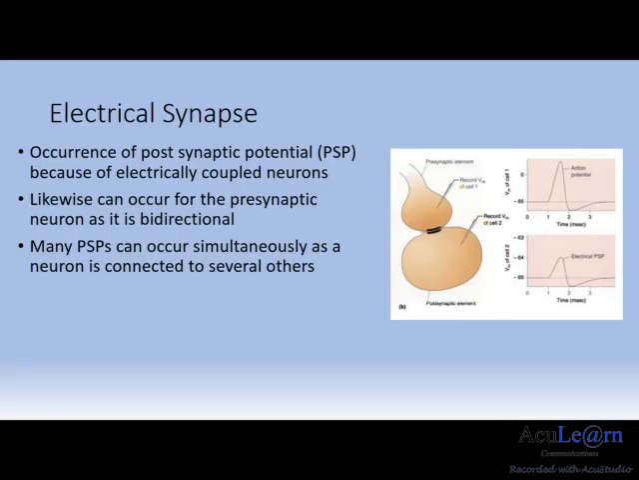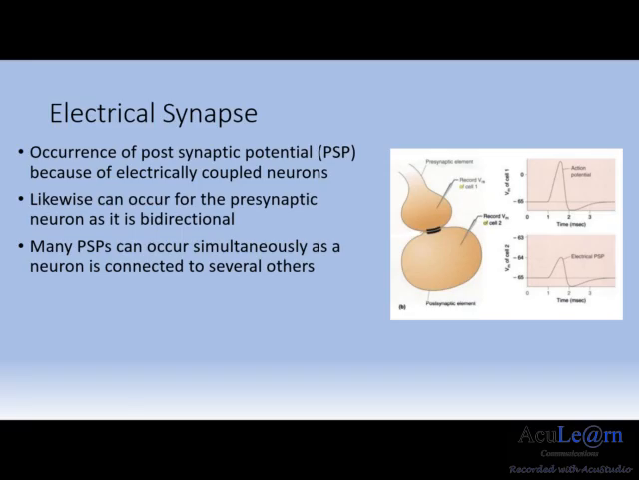When two neurons are electrically coupled, an action potential that occurs on the presynaptic neuron can result in a small amount of ionic current flowing into the postsynaptic neuron. This results in the emergence of a postsynaptic potential, PSP. The reverse can also occur, as the transmission can be bidirectional. So when the postsynaptic neuron generates an action potential, a PSP is also generated on the presynaptic neuron.